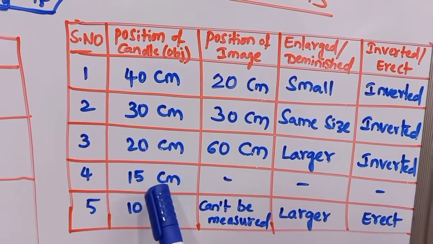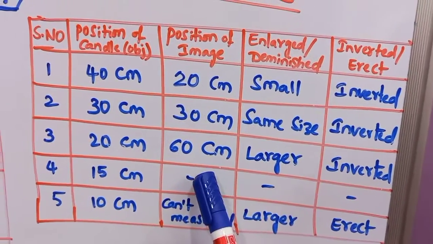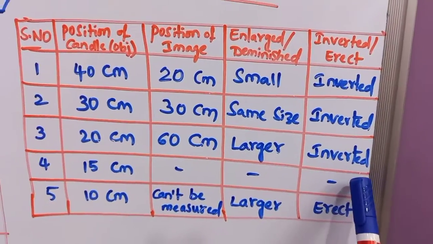Then again we have to bring it very near to the concave mirror. The candle should be brought to 15 centimeters distance, and the position of the image was not predicted. Here these two characteristics also are not predicted.